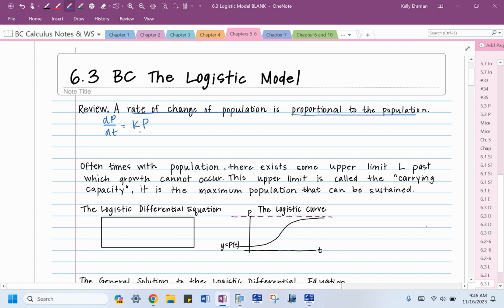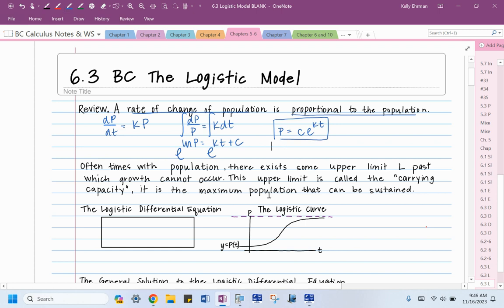And if we want to get the general solution to this, we can divide P to the left side, multiply dt to the right side, separate, and integrate. This would be natural log of P equals kt plus C. Base e both sides. So P is equal to e to the C, which is C, times e to the kt. All right, so this is just what we've been working on in chapter 6.